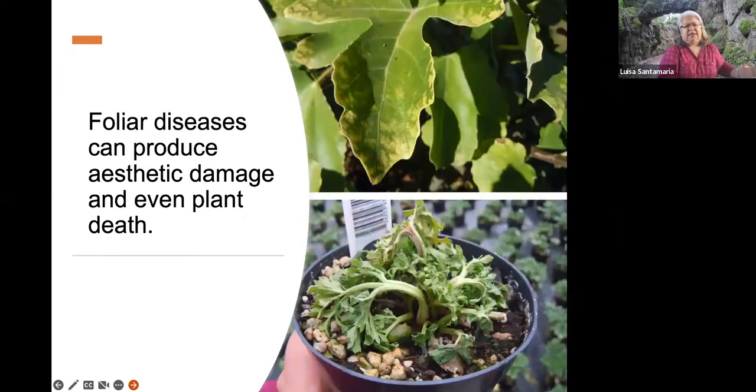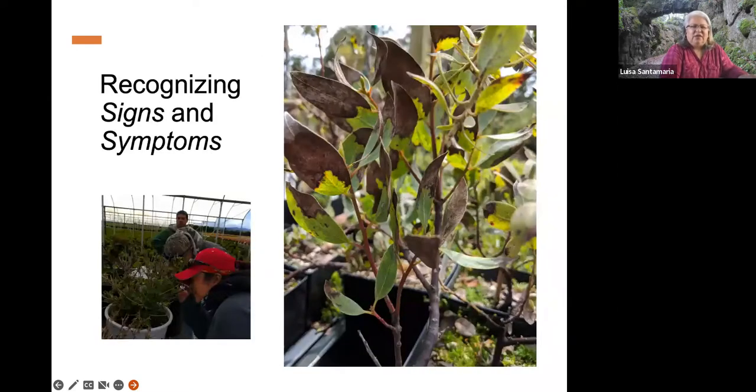With these foliar diseases, as I said, sometimes the most concerning thing is the aesthetic damage of the plant. We cannot sell them; they are not sellable. But the worst thing is when they die because of that, and we are going to talk about those. Well, let's try to recognize the signs and symptoms first.